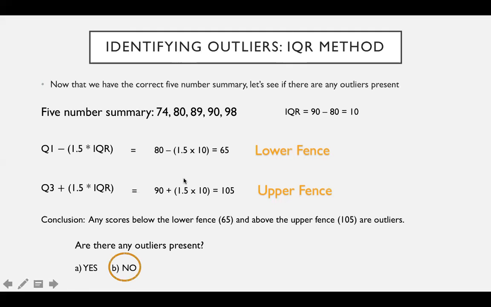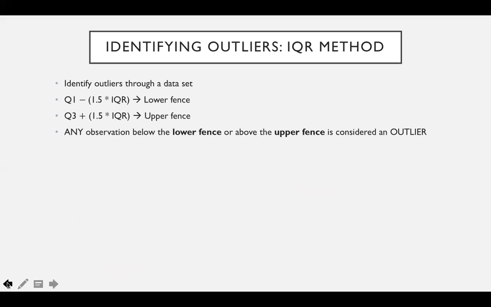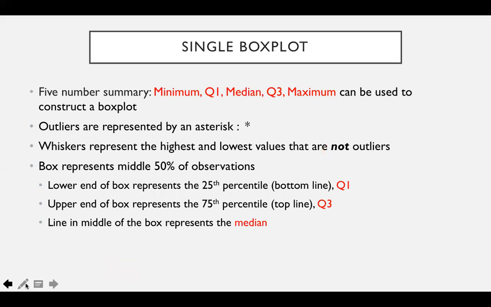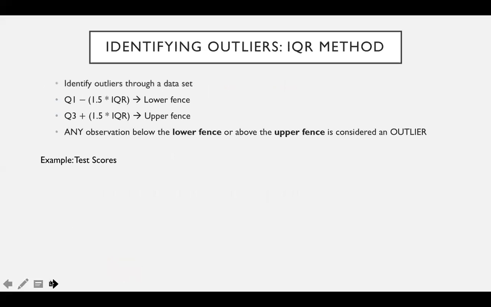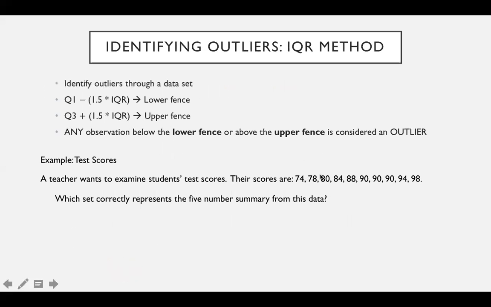All right, so the answer here is B, which is no. And the data wasn't given here again. The data was a few slides ago, so you may have had to go back to look at that, but there are no outliers present because any score below 65 and above 105 would be an outlier. And if I go back to the data, oops. There's no score here that is below 65 or above 105, so that's how you get that answer. Just look at the data and compare it with the lower fence and the upper fence.